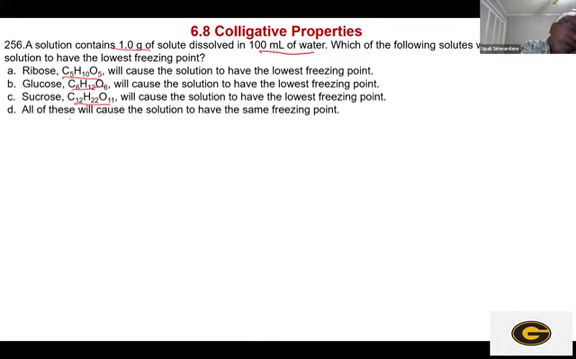Sucrose has the higher molecular weight. Therefore, if you have 1 gram, there are more particles in ribose. Ribose has the lower formula weight. Therefore, 1 gram divided by formula weight is the number of moles of the solute. Therefore, A will have the largest number of particles.